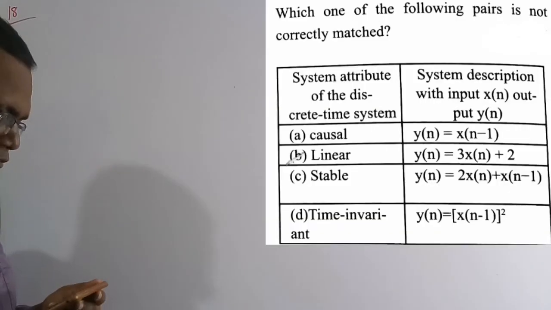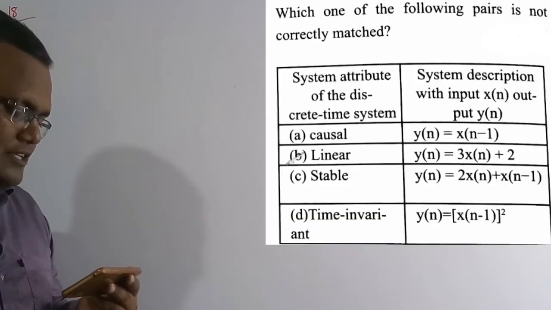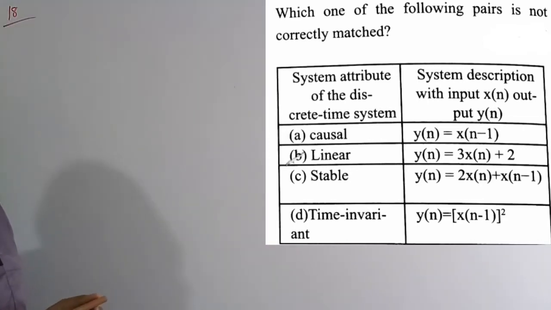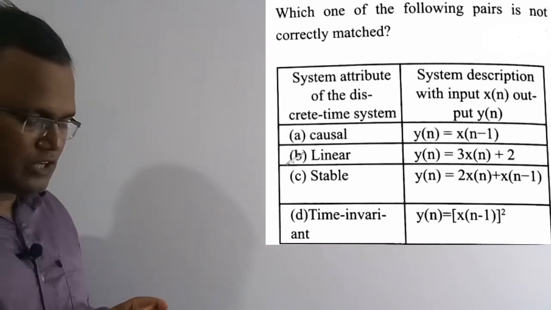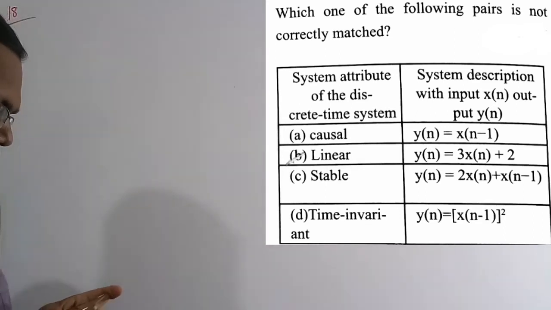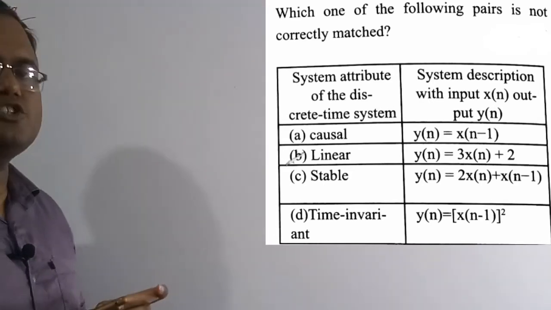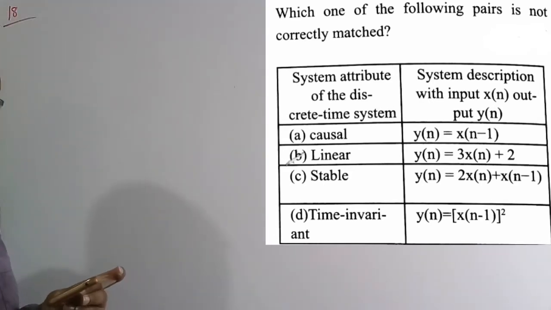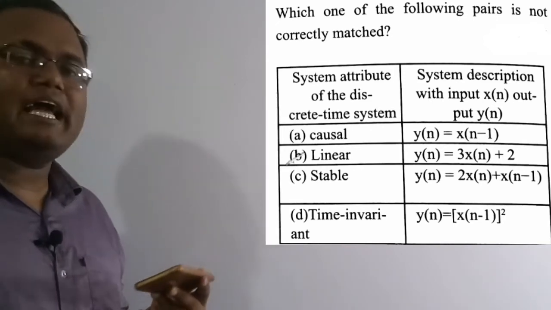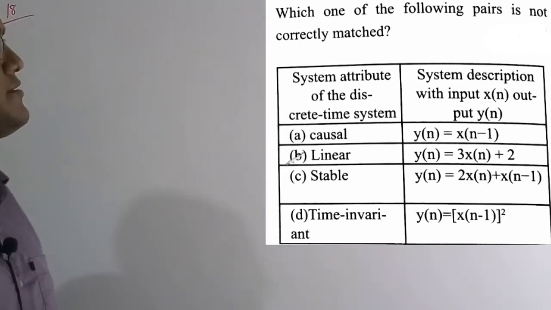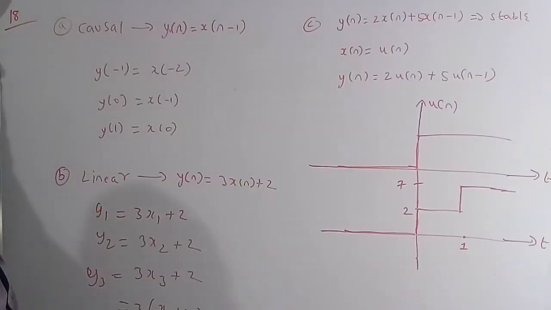Now we are going to solve the 18th question. See the question here. Which one of the following pairs is not correctly matched? Here options A, B, C, D are given with their equations. Option B is not correctly matched, because y equal to 3x plus 2 is nothing but a non-linear system. Let's solve each and every option and figure out whether these are causal, linear, stable or time invariant, and which one is the incorrect one.